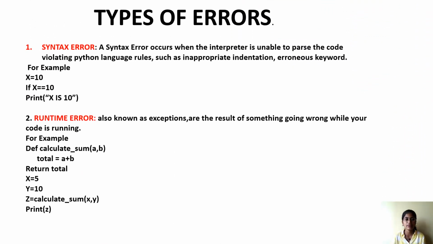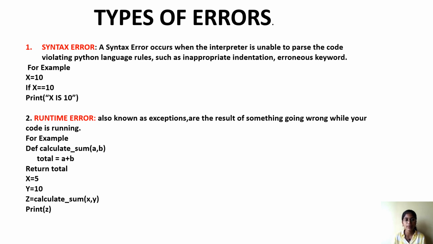Types of errors. First one is syntax error. A syntax error occurs when the interpreter is unable to parse a code, violating Python language rules, such as inappropriate indentation. For example, x = 10. If x = 10, print x is 10.